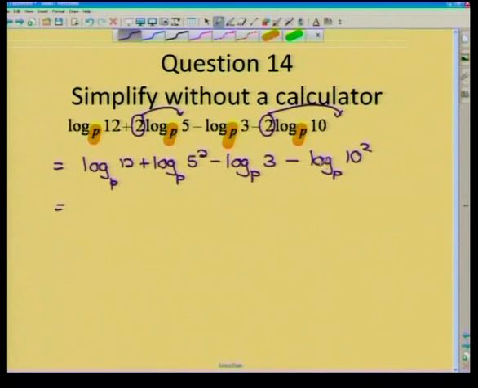Now, our bases are all the same, and we can see that these are rules. So we're going to write down log to the base p. Remember what I said to you. If we're adding, it's multiplying. So there's adding. So I'm going to go 12 times 5 squared, which is 25. And at the bottom, these are subtracting. So we're going to put them at the bottom. 3 times 10 squared.